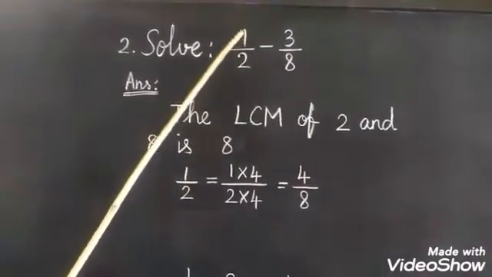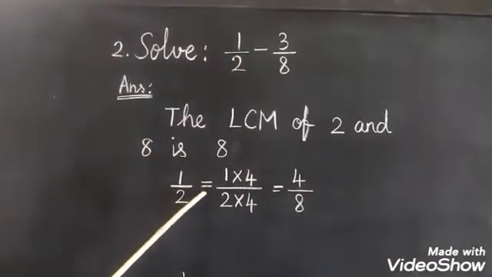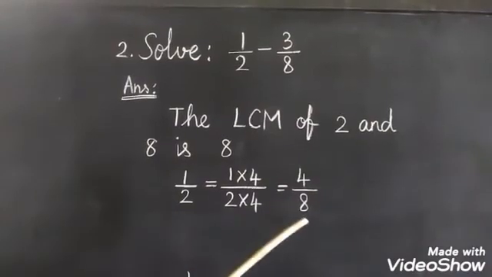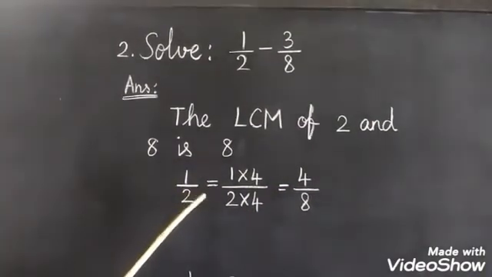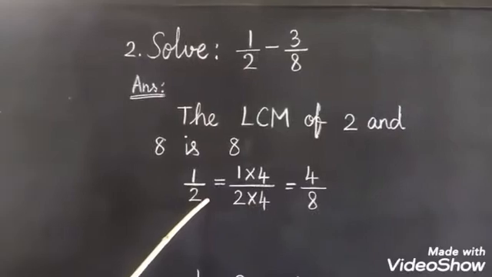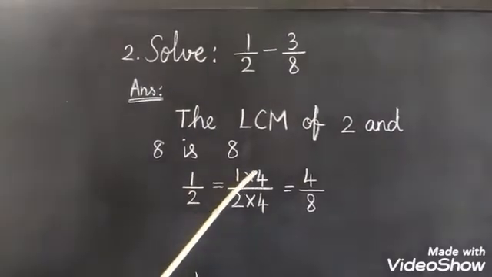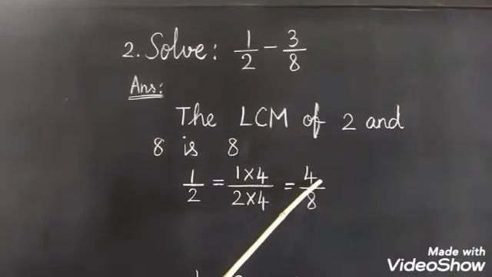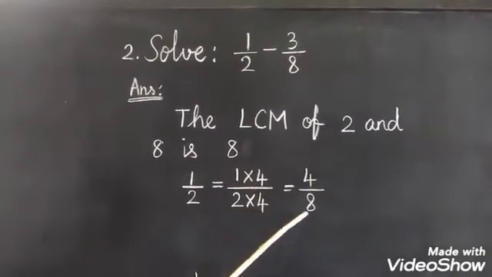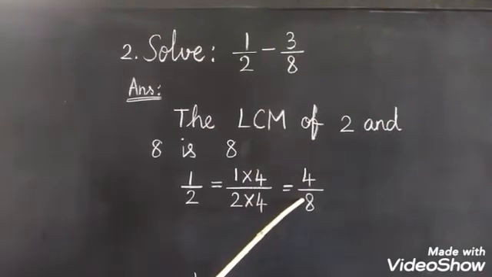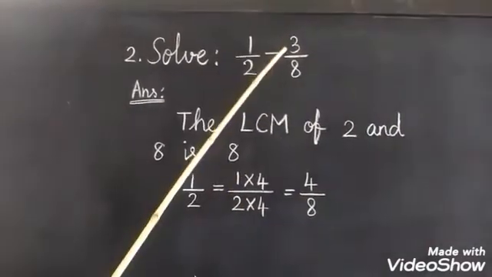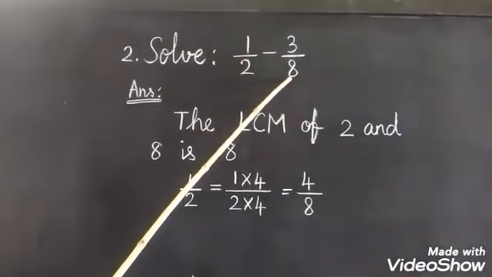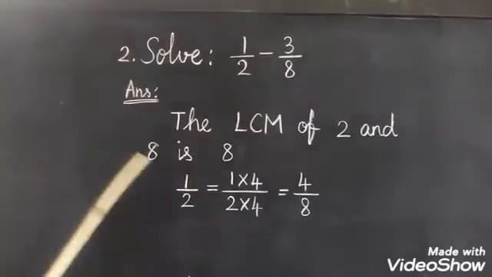See here, the first fraction 1 by 2. We have to convert this denominator to 8. So we have to multiply the numerator and denominator by 4. 1 into 4 by 2 into 4. 1 4 is 4, 2 4s are 8. Now we have changed the denominator to 8. The other fraction 3 by 8 already has denominator 8, so there is no change.